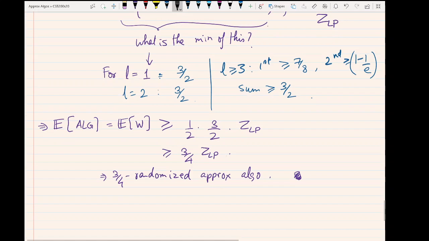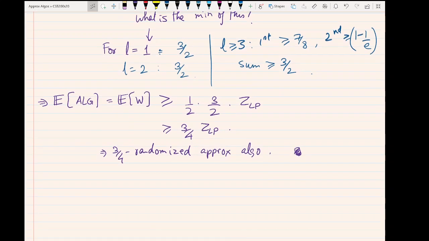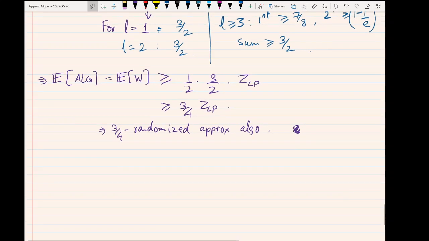So you might ask if we can just reproduce this result, a 3/4 approximation, using simply randomized rounding. The answer is yes, it will be part of your homework assignment.